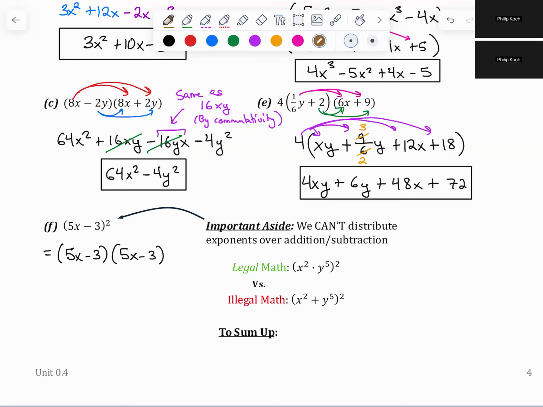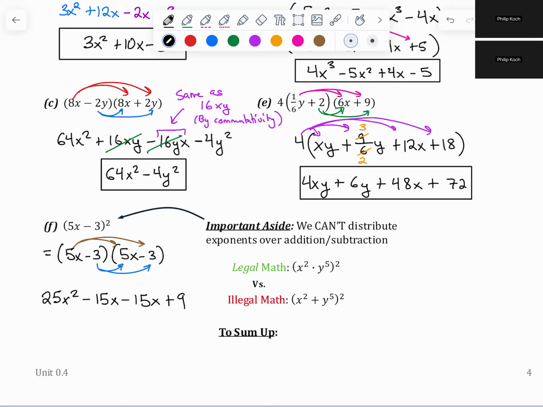So then we just got to FOIL. Let's use blue. And when we do this, the 5x times the 5x will give me a 25x squared. The 5 times the negative 3 gives me a negative 15x. The negative 3 times the 5x will give me another negative 15x. And then the negative 3 times the negative 3 will give me a positive 9, because a negative times a negative is a positive.